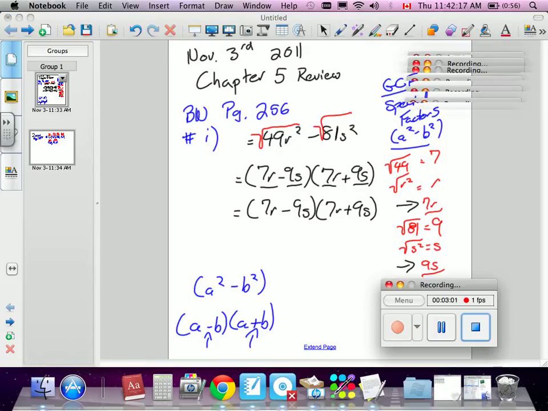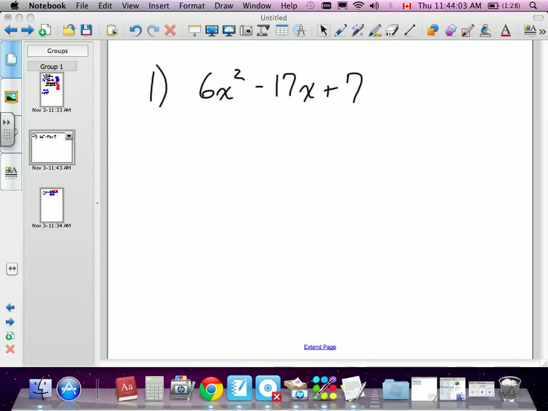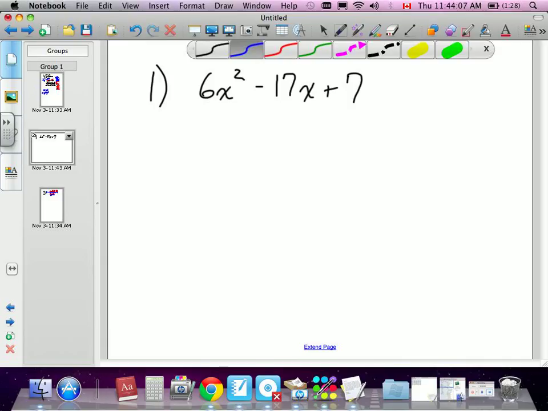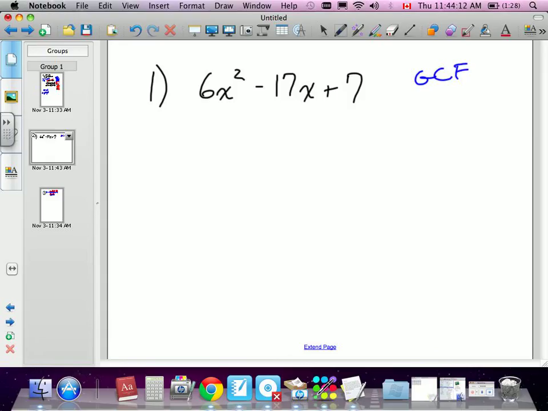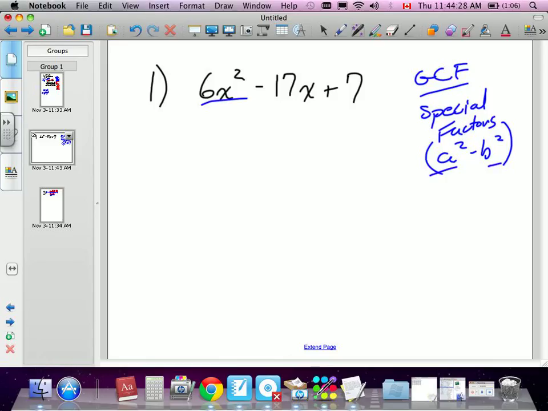Okay, our next question is 6x squared minus 17x plus 7. So, first off, GCF. Can I find a greatest common factor of all these terms? No. Special factors? In other words, can I find a difference of squares? No, there's three terms here, so we definitely don't have just two terms. There's three of them, so I can't find special factors either. So we're going to go into our factoring.